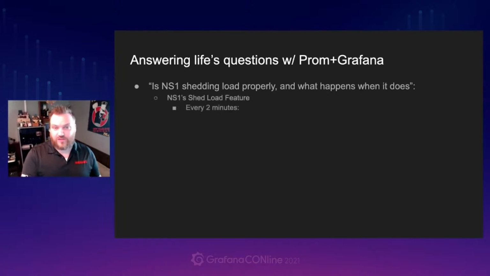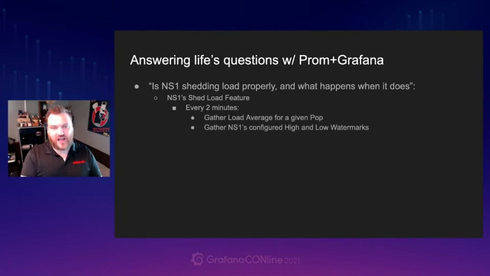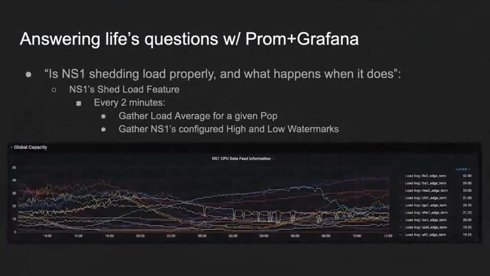So with the shed load feature, every 2 minutes I'm pulling not only our stats, but what stat is configured on the NS1 dashboard for that same value. And we also pull the high watermark and the low watermark. The low watermark is where, hey, I need to start shedding load away from this POP. And the high watermark is, we're over capacity, please drain the site. So we gather all that information, the high and low watermarks, and this is a distribution of load across all of our POPs during this given time frame.